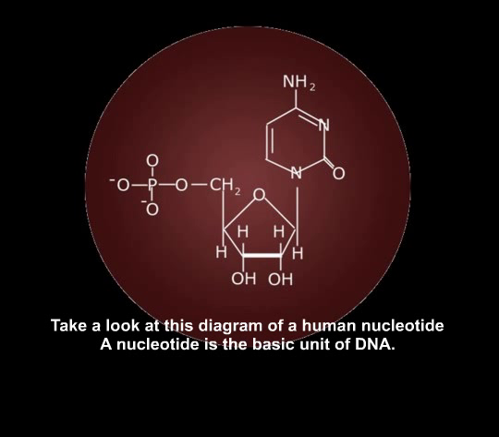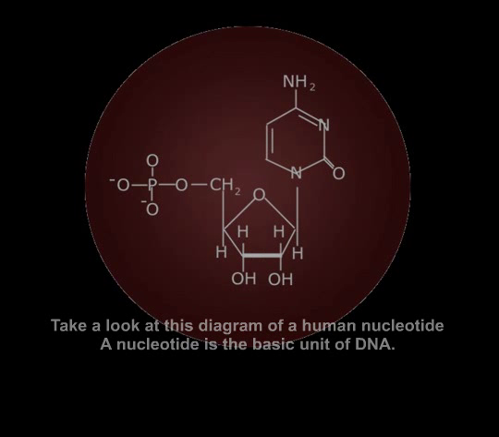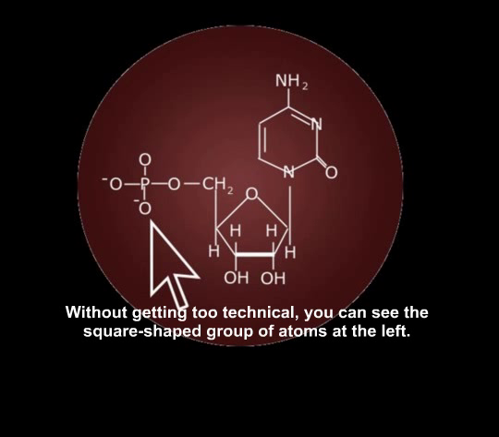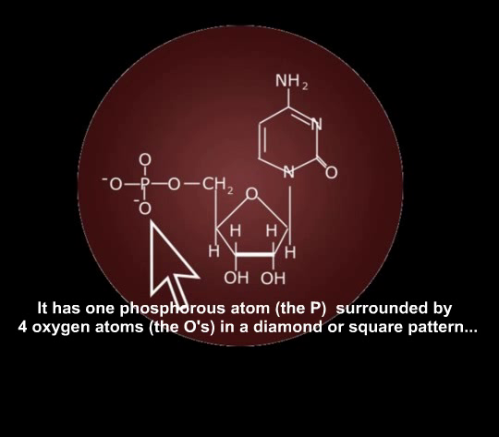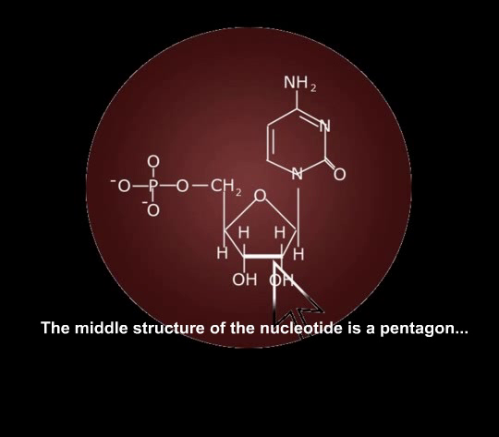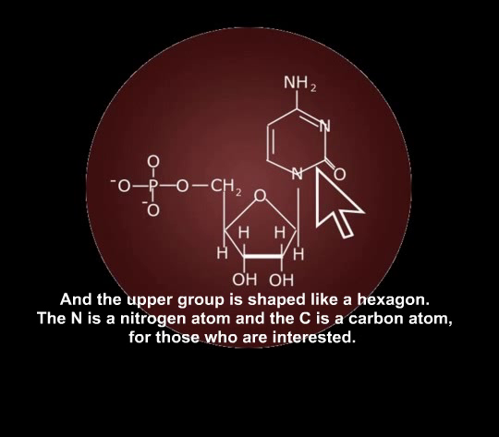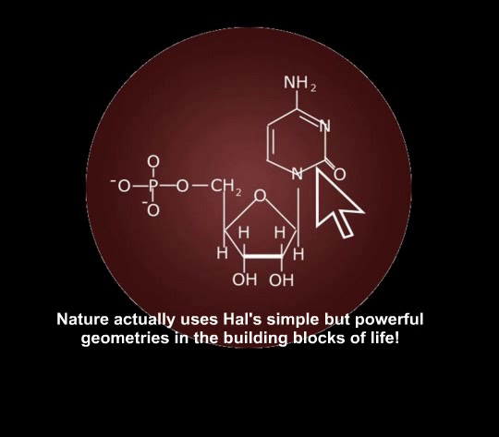Take a look at this diagram of a human nucleotide. A nucleotide is the basic unit of DNA. Without getting too technical, you can see the square-shaped group of atoms at the left. It has one phosphorus atom, the P, surrounded by 4 oxygen atoms, the O's, in a diamond or square pattern. The middle structure of the nucleotide is a pentagon. And the upper group is shaped like a hexagon. The N is a nitrogen atom and the C is a carbon atom for those who are interested. Nature actually uses Hal's simple but powerful geometries in the building blocks of life.